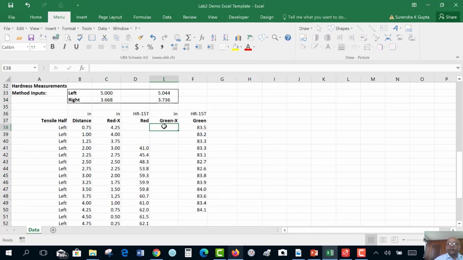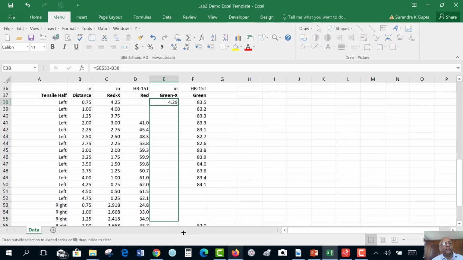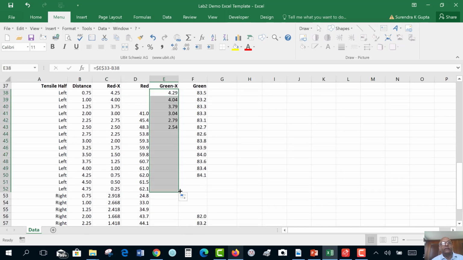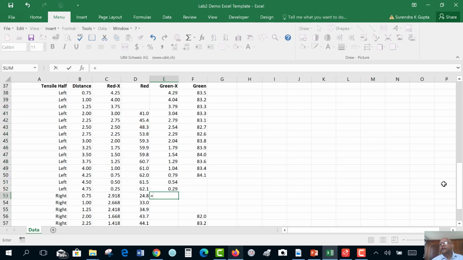So we are going to do the same thing for the green sample. Left half length minus distance. Copy this formula for left half. And then for the right half.